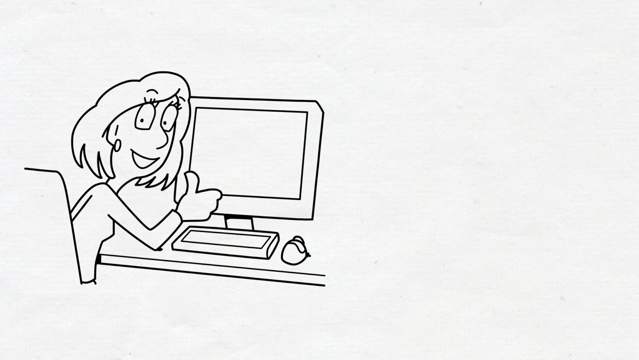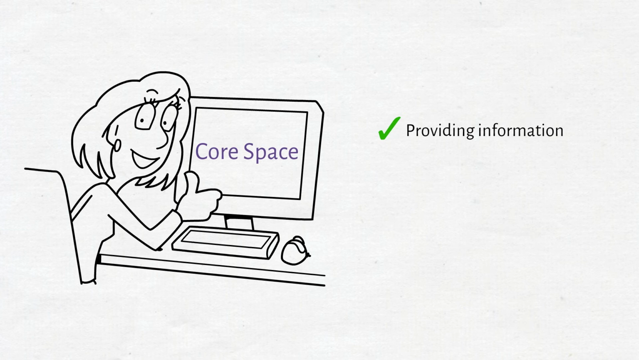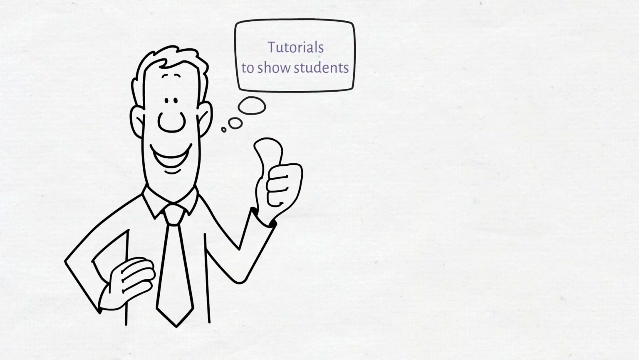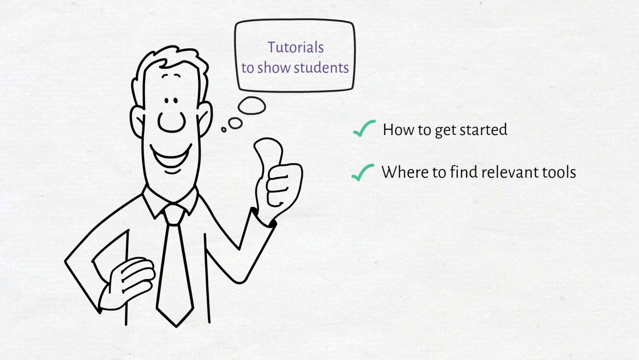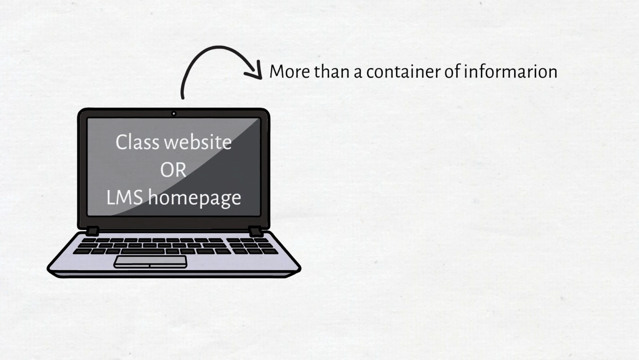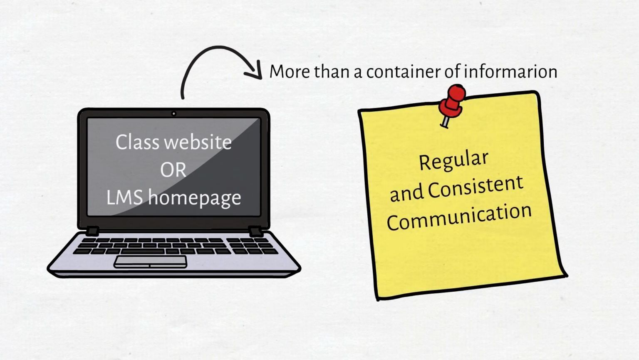For example, teachers can create a core space for students to access lesson materials, activities, resources, and assignments. The core space can serve as a hub for providing information and posting updates. Additionally, it might be beneficial to consider offering tutorials to show students how to get started and where to find relevant tools to support student success. A detailed class website or LMS homepage is more than a container of information, as it often serves as a two-way channel for regular and consistent communication between teachers and students.